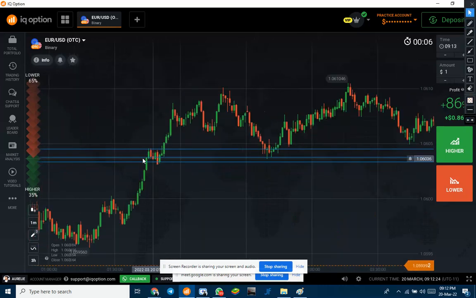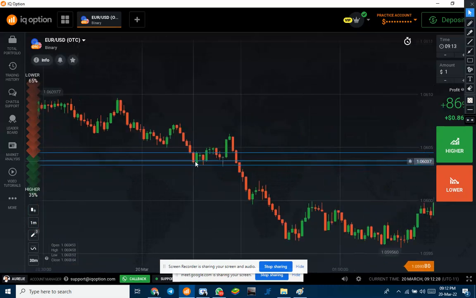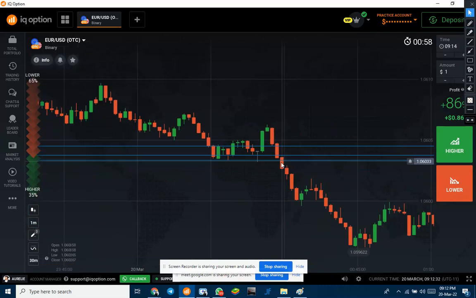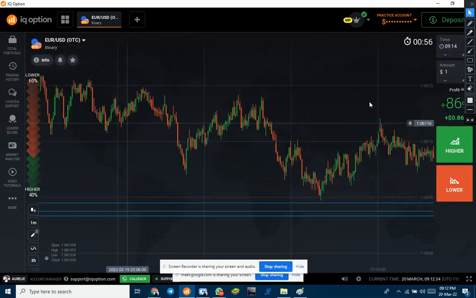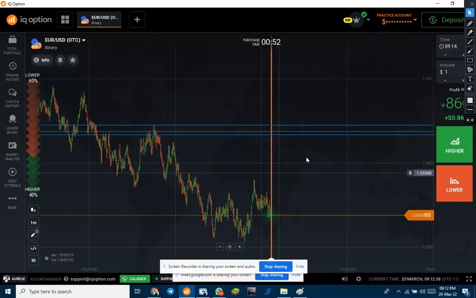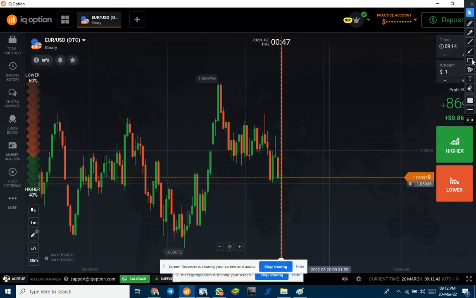Okay, you see that the market reverses here. Also, you see that it reverses, then multiple rejections, but this time it breaks. Okay, so that is the key factor. This is how the market reacts when the market is moving.